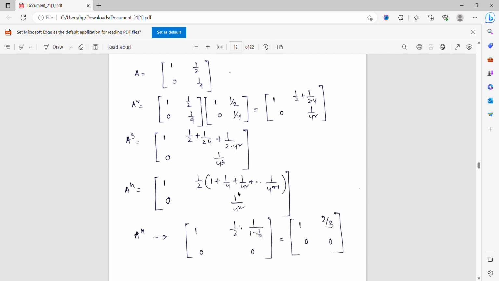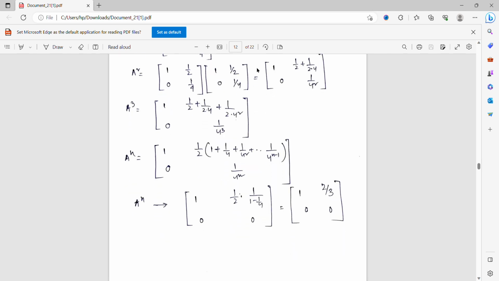I take a 2 cross 2 matrix, so I can think of the matrix A as a vector in R4. So here is the vector in R4: 1, 1/2, 0, 1/4. So A square is basically a vector in R4 such that 1, 1/2 plus 1/2 into 1/4, 0, (1/4) square, and so on.